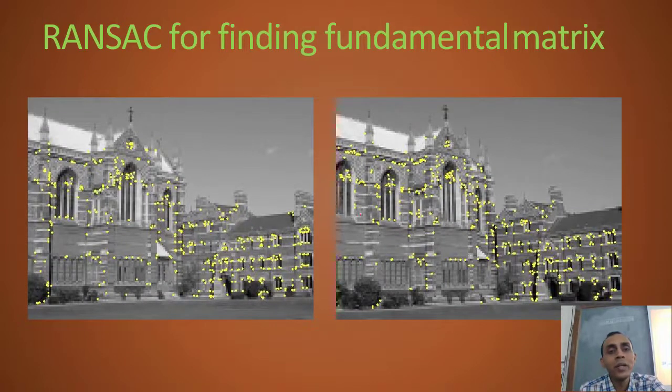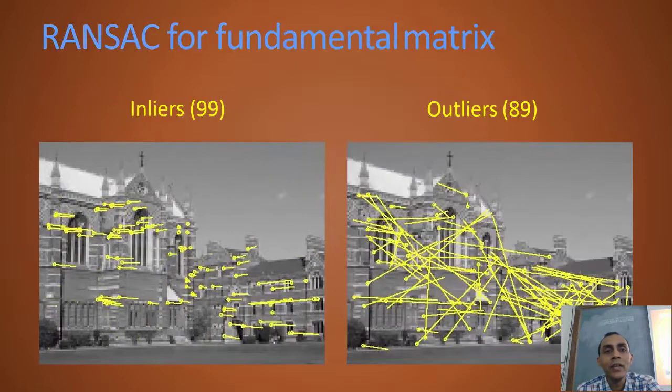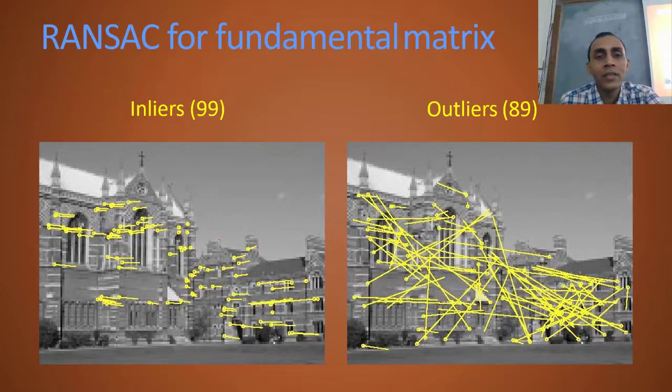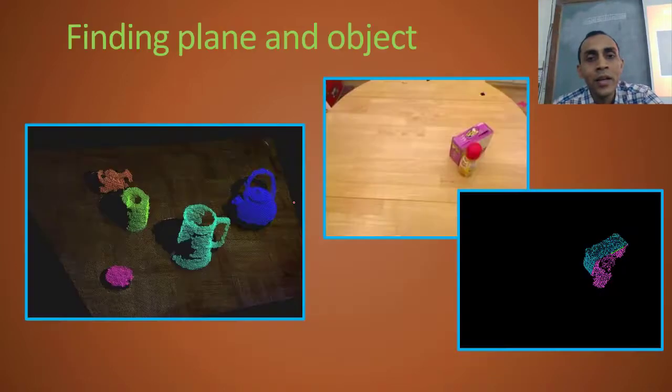This is for the fundamental matrix, with two images from different viewpoints and scale. These are Harris features which are detected. If you apply RANSAC, you find that out of a total of 190 feature matches, it was able to separate out 99 matches which were inliers. You can see all of them are getting aligned somewhat in the same direction, and these are all outliers which are randomly getting matched. These are 89 outliers. These are some results from some paper; I just took those slides from the internet.